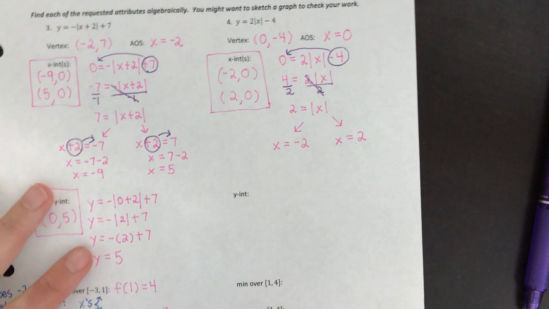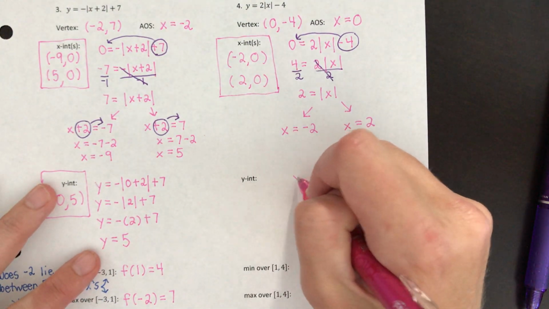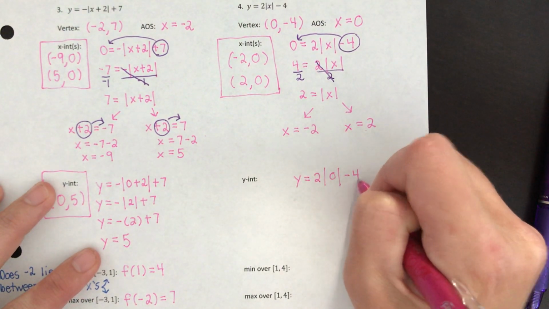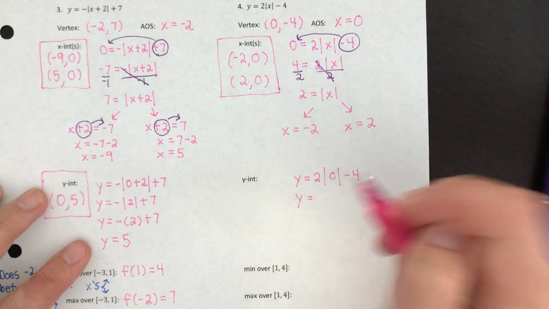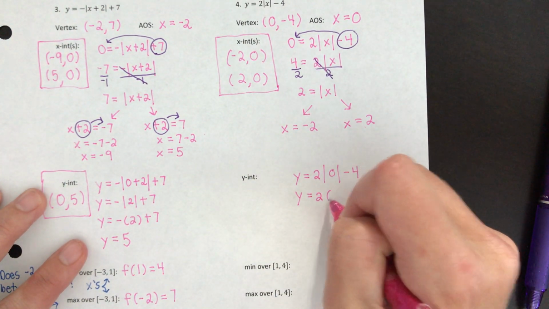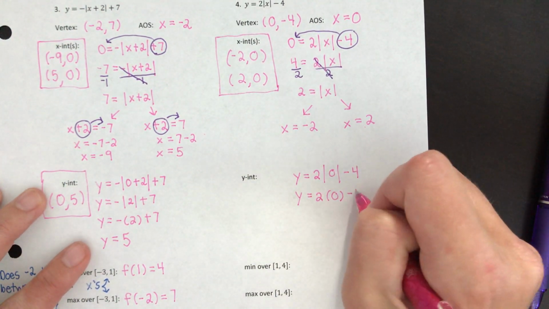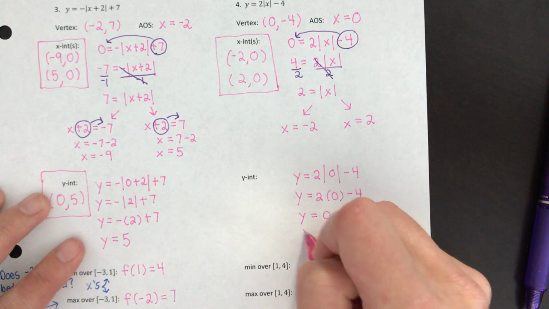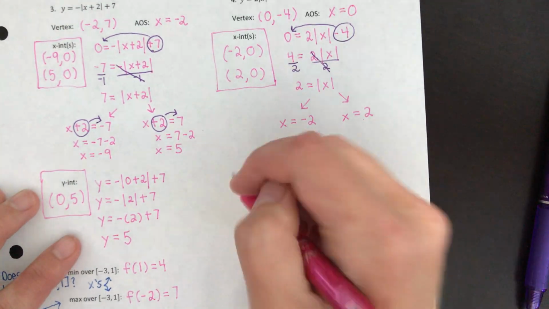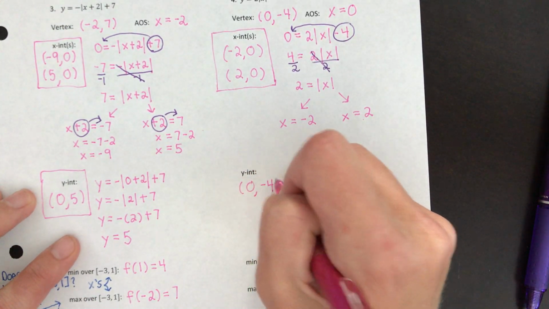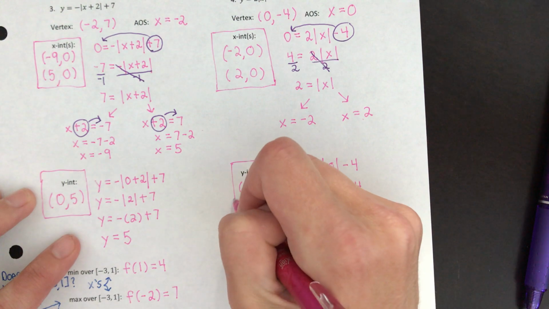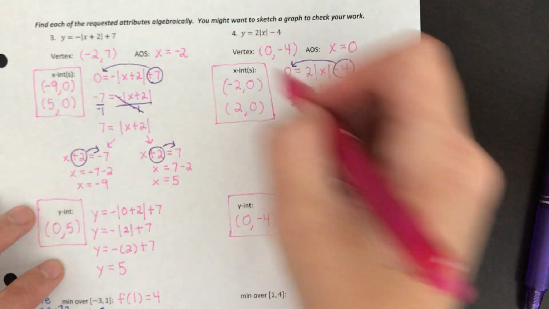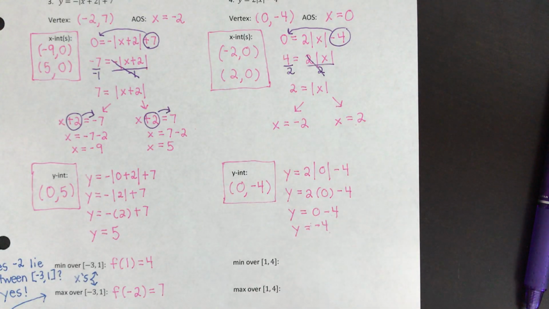And then my y-intercept, I'm going to plug in 0 where I see x. And y is already isolated, so I just need to compute this. So 2 times 0, because the absolute value of 0 is 0. 2 times 0 minus 4, so 0 minus 4. So negative 4. So 0 comma negative 4 is my y-intercept on this guy. And again, remember, you can graph this. I would love for you to graph this and check all this stuff, even the min and the max.